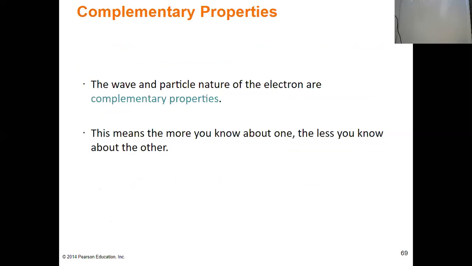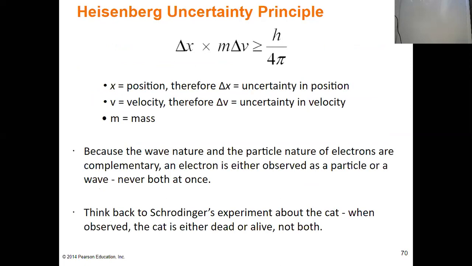We call the wave nature and the particle nature of electrons complementary properties. All right, and we find a few sets of complementary properties in nature. When you have a complementary property, it means that the more you know about one property, the less you know about the other one. So the more we know about the wave nature of an electron, the less we know about that electron's particle nature, and vice versa. All right, this leads us to what's called the Heisenberg uncertainty principle.